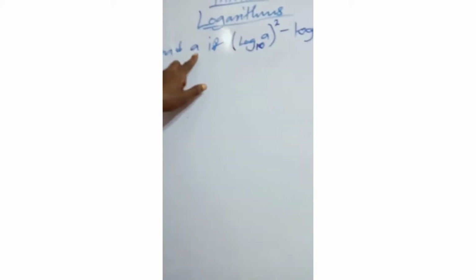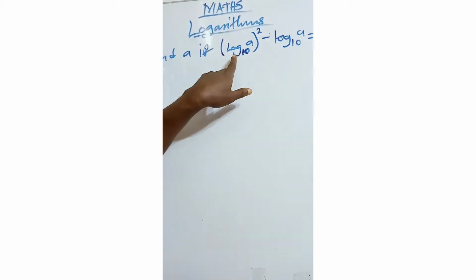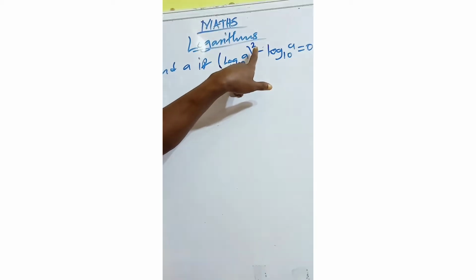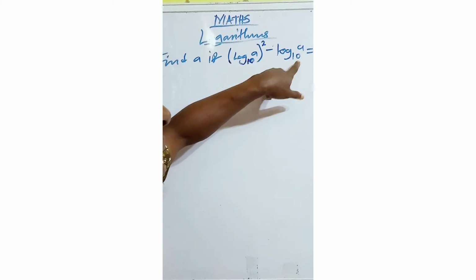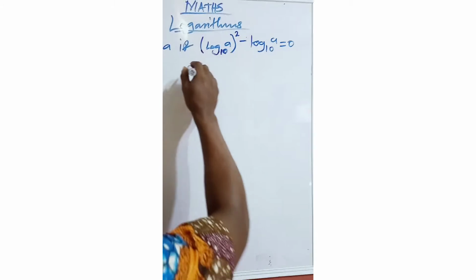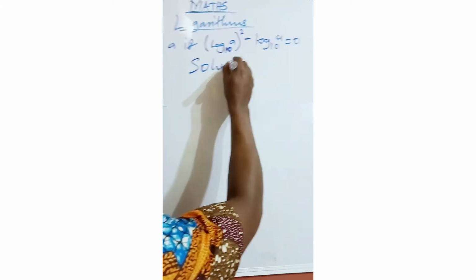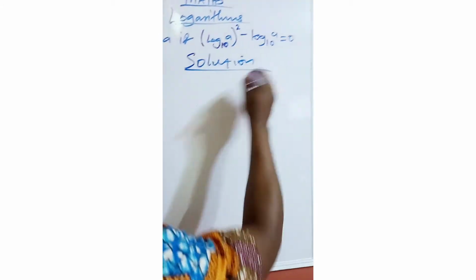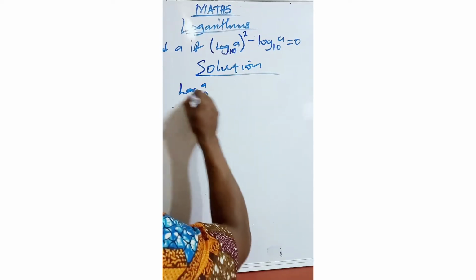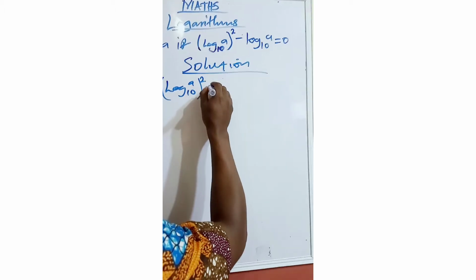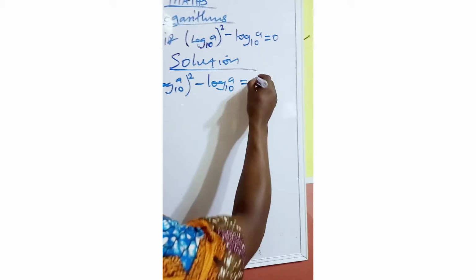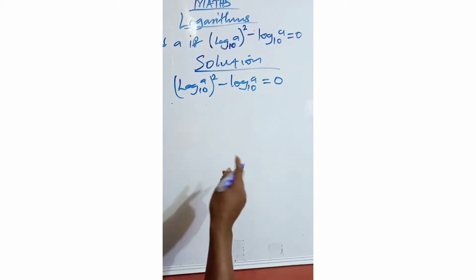Now, let's look at it. The question says, find A if (log a base 10) all in brackets raised to the power of 2 minus log a base 10 is equal to 0. We are asked to find A. It is very simple. Just as we always do, let's write the solution first, then after that, let's write the question. The question is (log a base 10) all in brackets raised to power 2 minus log a base 10 is equal to 0.